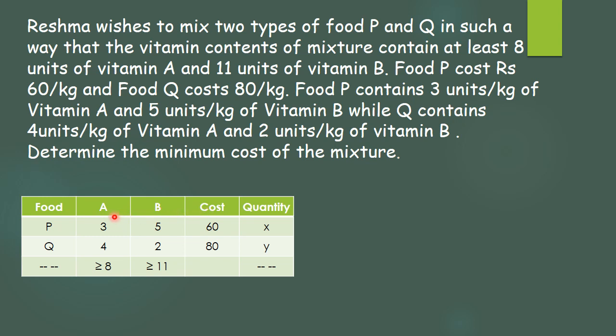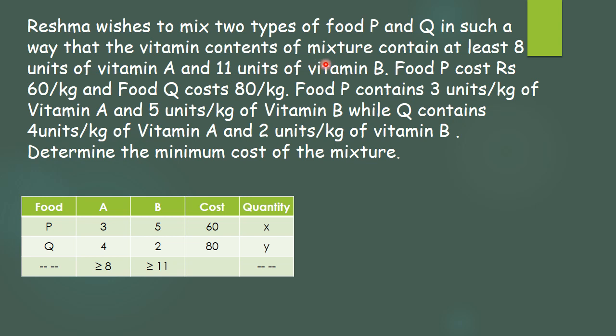Now what they have given here, the cost of P is rupees 60 per kg and Q is 80 rupees per kg. So here it is written 60 and 80. Now another thing they have given, food P contains 3 units per kg of vitamin A, and 5 units of vitamin B, while in Q there are 4 and 2. So this is the information they have given.